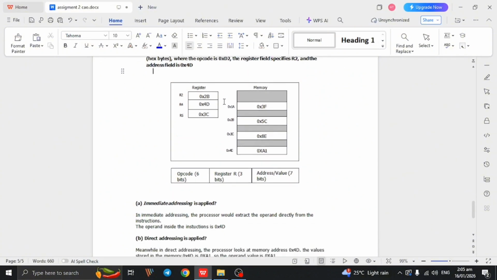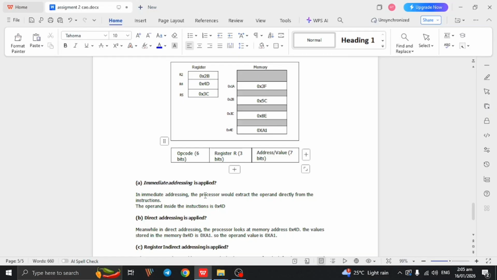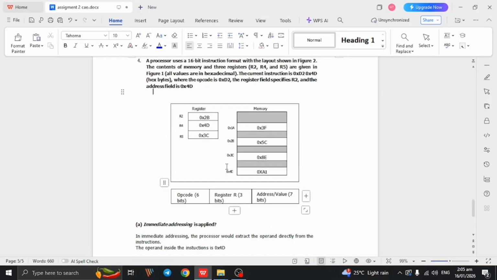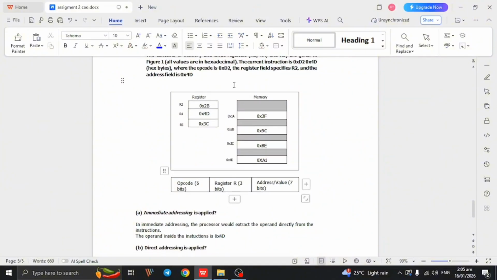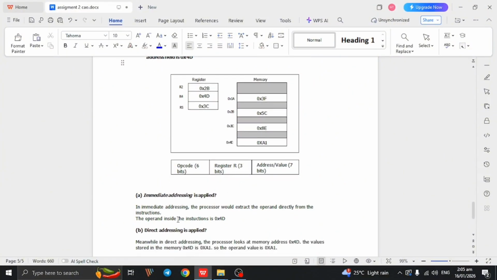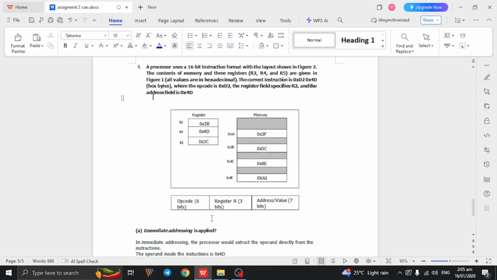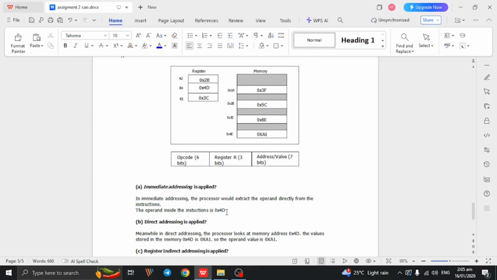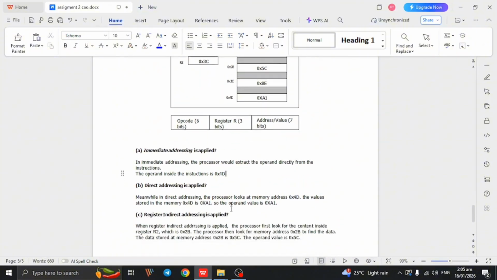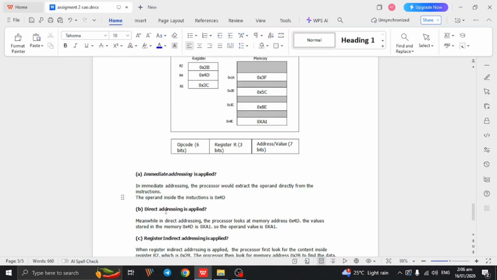In immediate addressing, the processor will extract the operand directly from the instruction. So the instruction contains the operand. As the opcode is 0xD2, the operand value inside the address field is also 0x4D. So B, what if direct addressing is applied?